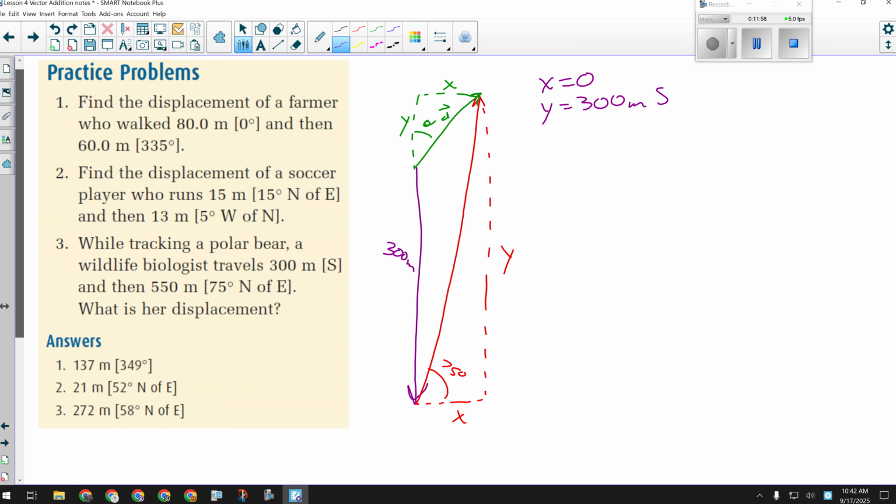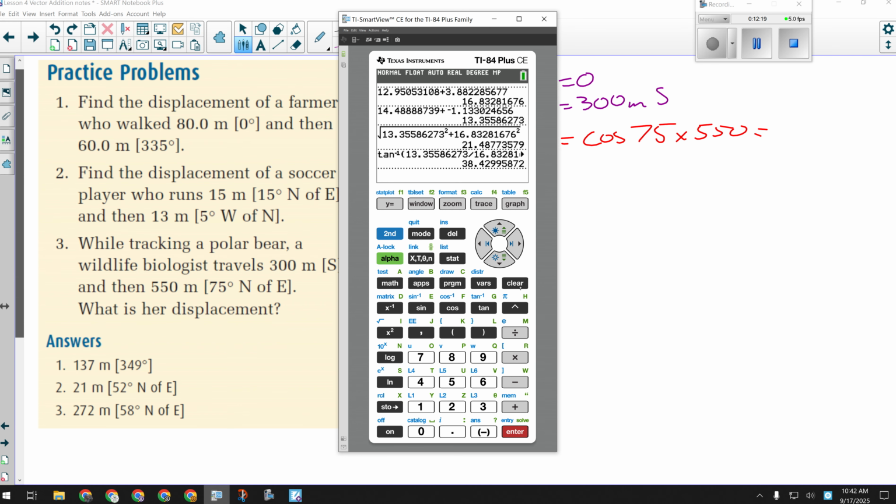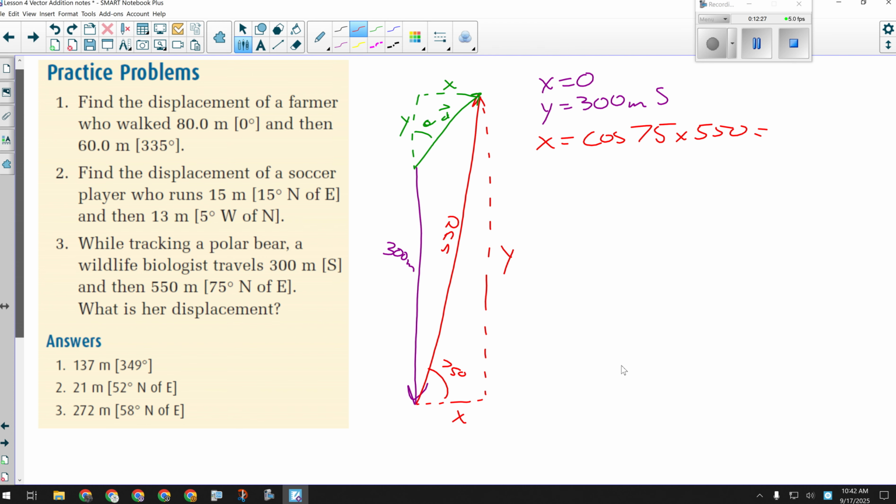All right, and then for our red line, x is going to be our adjacent side, so we'll have the cos of 75, so that's going to be a small number, times, sorry, that was 550 meters long. So cos of 75 times 550. So that side is 142.350 meters, and that is east.